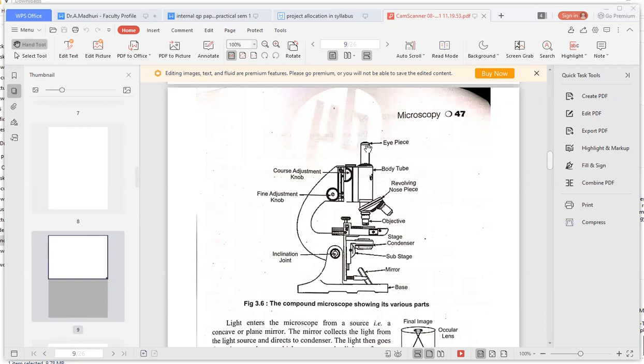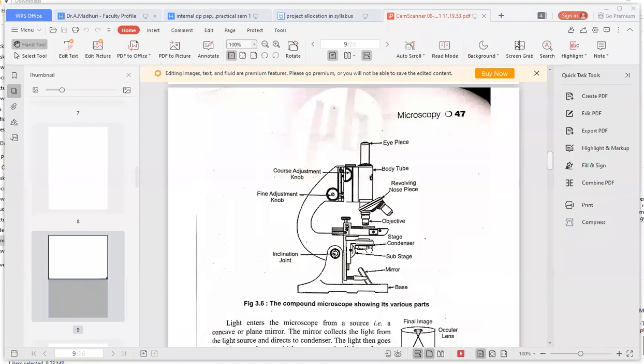Eyepiece can be 5x or 10x or 15x, right? The purpose is that you are able to see through this. Here also one lens will be there, that is called the ocular, and this is the eyepiece. Body tube is a connecting tube between the eyepiece and the nose piece. On the nose piece, objectives are there. Objectives are of different types: 10x, 40x, and 100x. 10x and 40x are called dry objectives, and 100x is called the wet objective, or oil immersion objective.